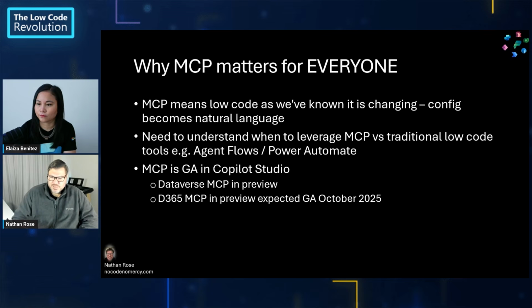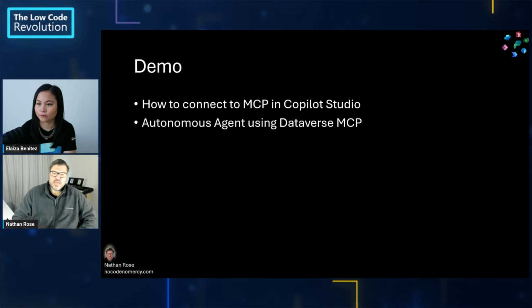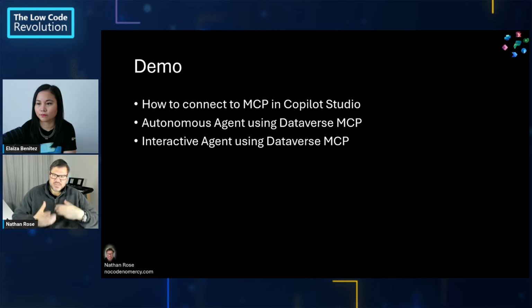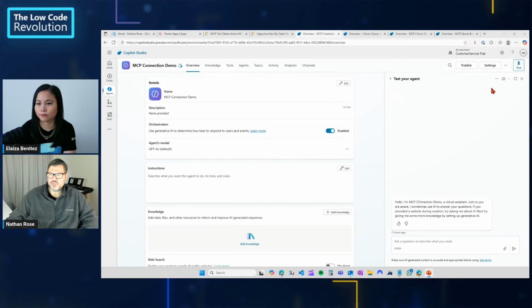All right, well, let's get into the demo. So, what I'm going to take you through is firstly how to connect to MCP and Copilot Studio. It is really easy to do. Then we're going to take a look at an autonomous agent using Dataverse MCP and an interactive agent, that traditional Copilot chatting with the LLM type of scenario using Dataverse MCP. So let me pop out of the presentation and let's get into Copilot Studio.